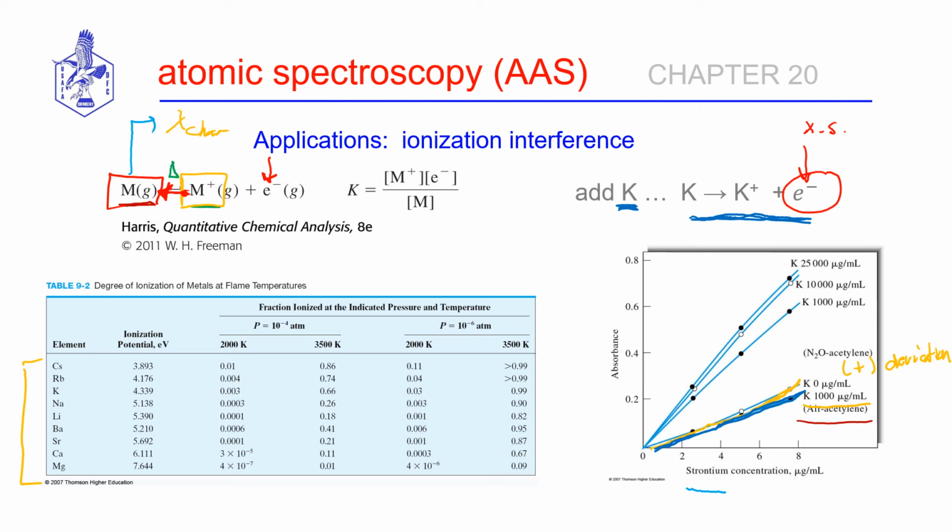Alternatively, if I go to a different combination of gases that gives me a hotter flame, I can make my method more sensitive, and I can correct for any ionization interferences by adding concentrations of the potassium to higher levels. So in doing that, I can push the sensitivity of my method to a higher level, while minimizing the ionization effect.